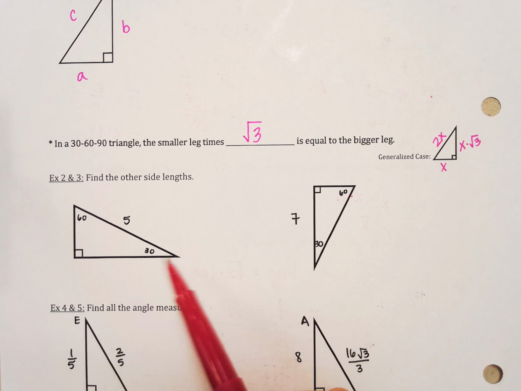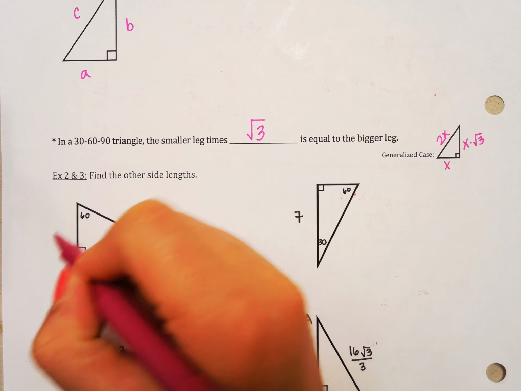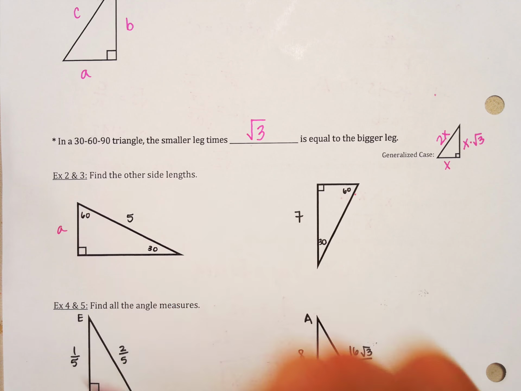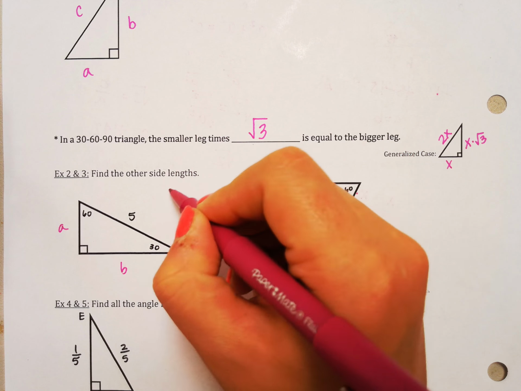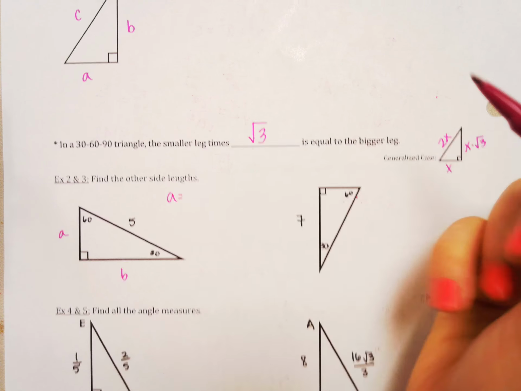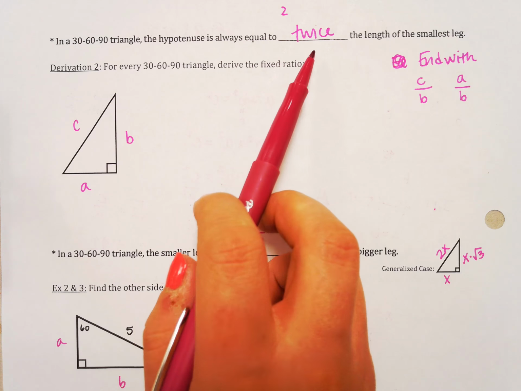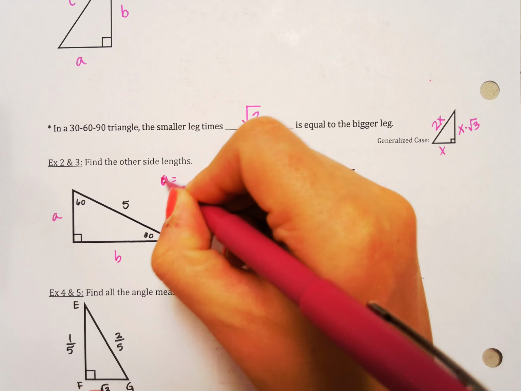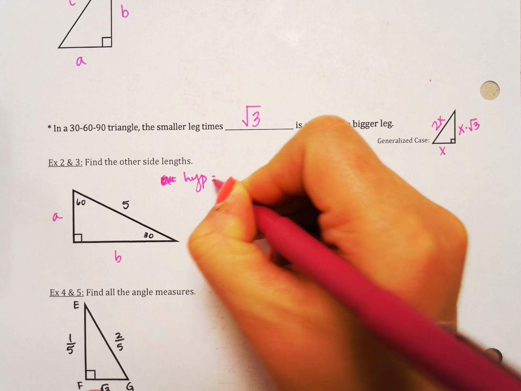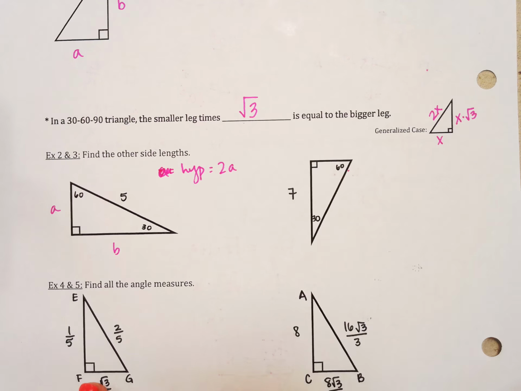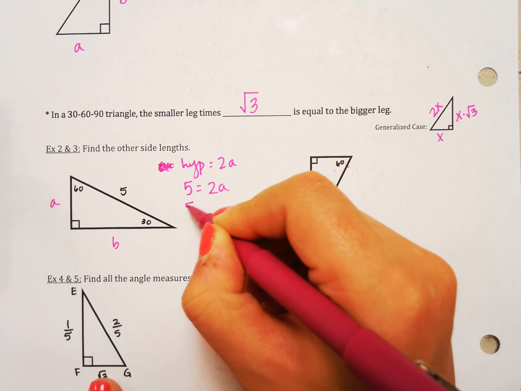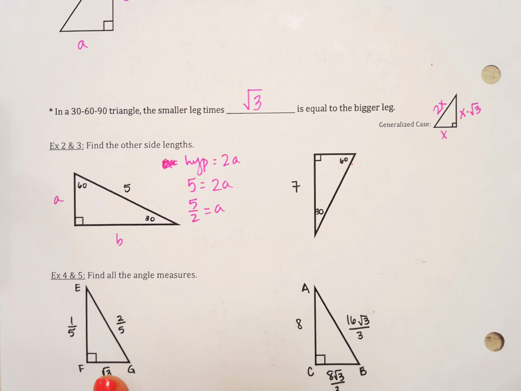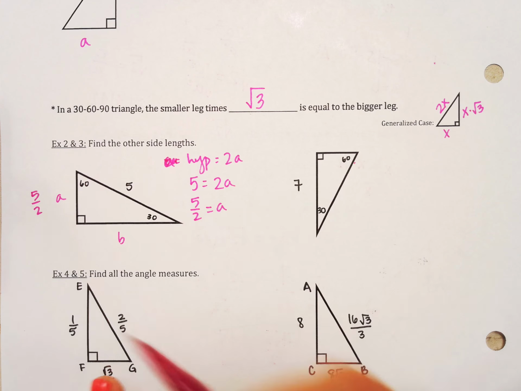Right now I'm given my hypotenuse, so I need to find my short leg, which I'm going to call A, and my bigger leg, which is B. Since my hypotenuse is always twice my smaller leg, and my hypotenuse in this case is 5, I can just divide that by 2 to find my smaller leg. So A is going to be 5 over 2, or 2.5.